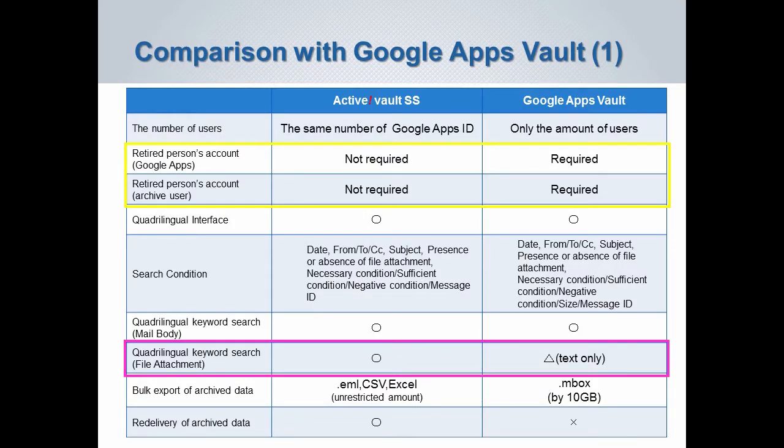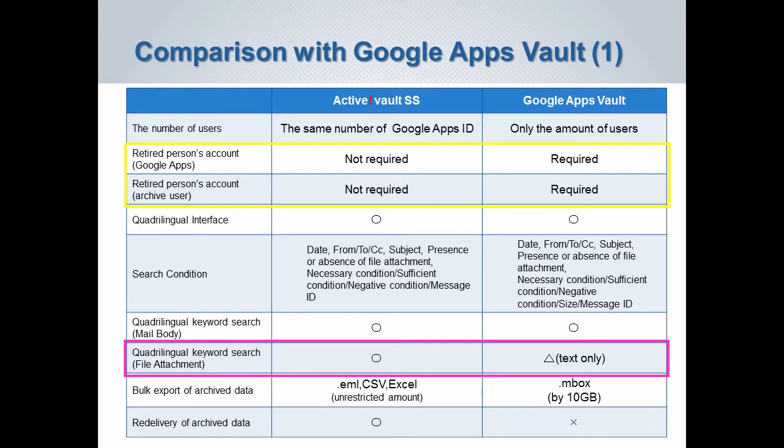Then, I'd like to compare our ActiveVault SS with Google Apps Vault. The first comparison point is the resignee's email account. ActiveVault SS is not involved in account management, so it does not require you to keep both an extra email and archive account for resignees, and enables you to reduce the service cost.